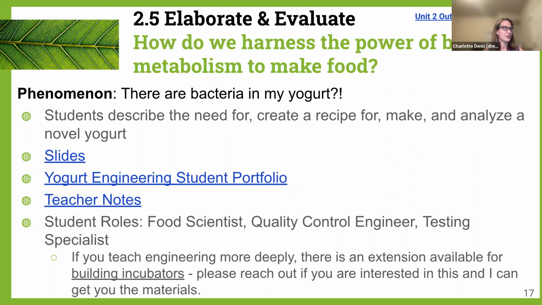So there are not a lot of changes in the content of this project from previous years, but in this project, students are actually engineering their own yogurt. They get to make some decisions about what to put in the yogurt, they do some calorie counting work, figuring out how much protein, how much carbohydrates, how much fat is in their yogurt, and then they analyze it.